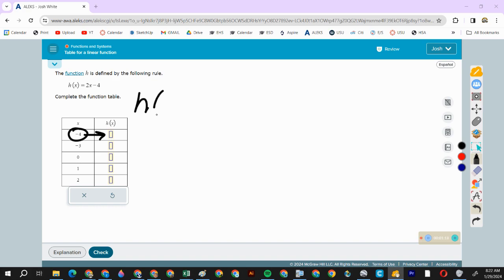So if I had h of -4, all that means is rewrite the h function, and everywhere you see an x, plug in -4. So if I put -4 in there, 2 times -4 is -8, minus 4 is -12. And we just do that with all of those values in the table.